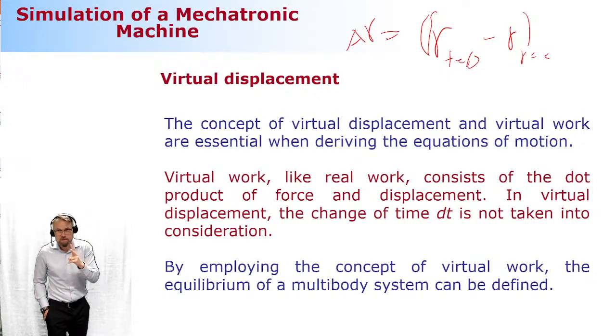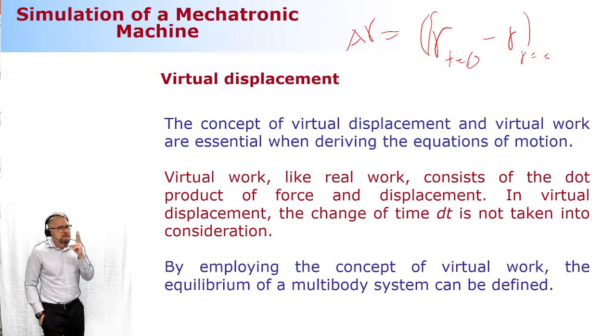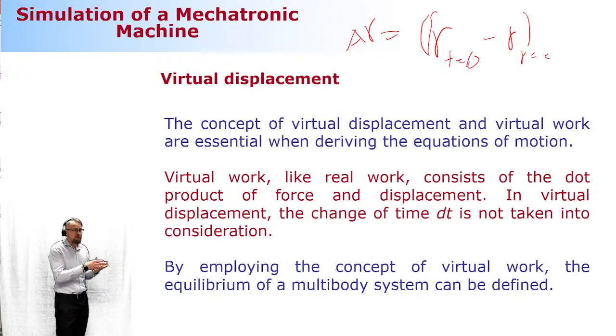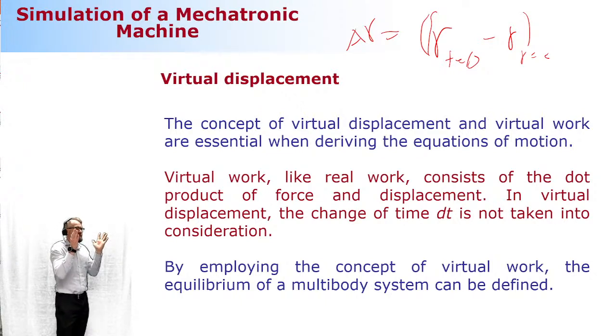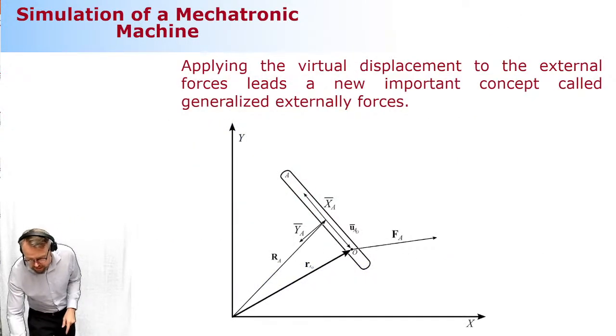Virtual work is like, well, let's get started from the work. The work is a force multiplied by displacement in the direction of the force. That's what the real work is. Virtual work is the same, but the displacement is going to be the virtual displacement. So that's the difference. So let's take a look at this system.